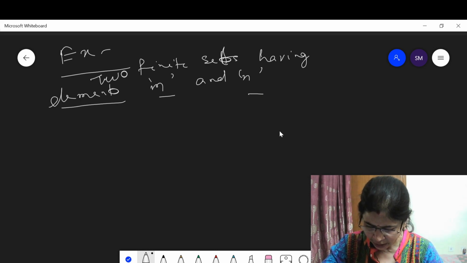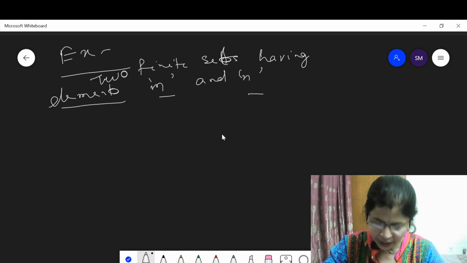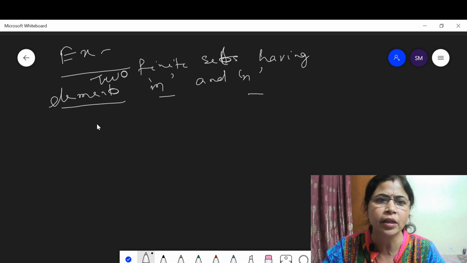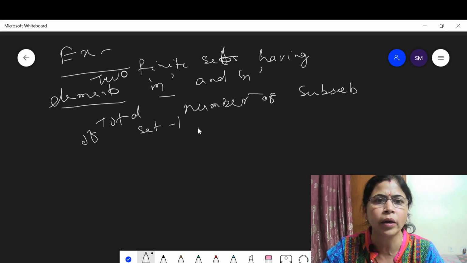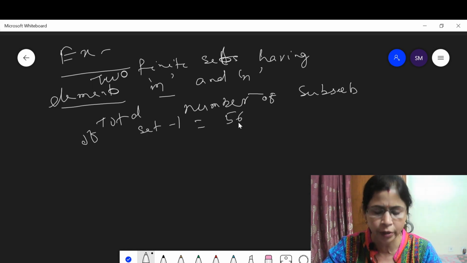Having m and n elements present, the total number of subsets of the first set is 56. Then the total number of subsets of set 1 is equal to 56.